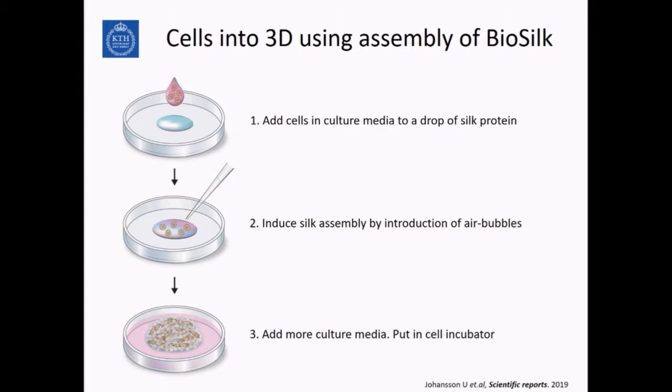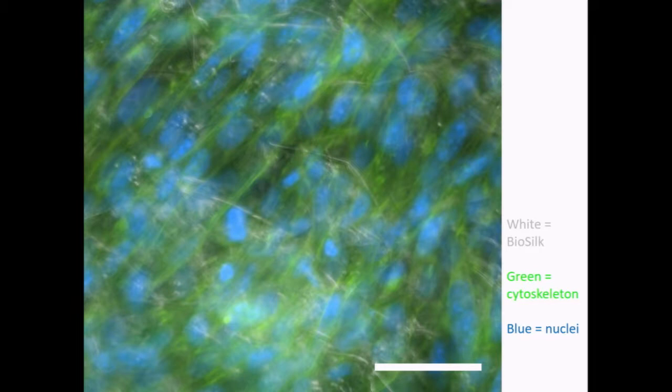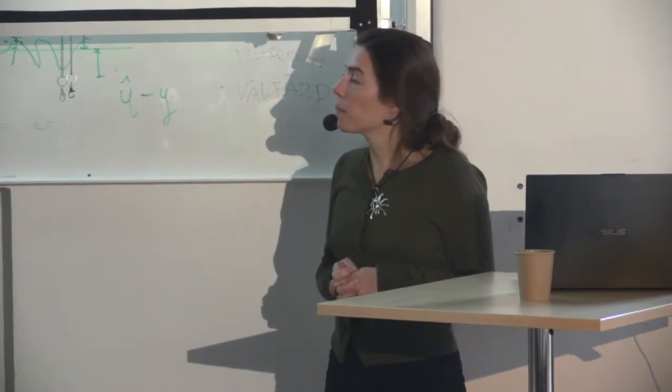And this is what we get. Here you can see, I hope, some white things, which are the silk network. And in between them, there are cells. We have stained the cytoskeleton of the cells in green and the nuclei of the cells in blue. So the cells get integrated in this network of biosilk.